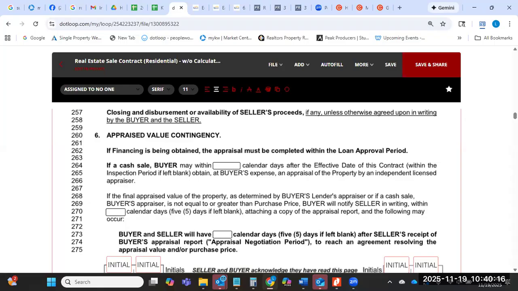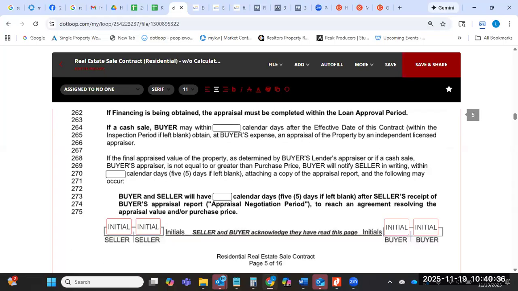Our appraised value contingency, there's a blank here. If it's a cash sale, the buyer can do an appraisal. 5 days is probably enough time, and that's our default here. Or the inspection period, not 5 days, but the inspection period is probably enough time to get an appraisal ordered and done for a cash sale.